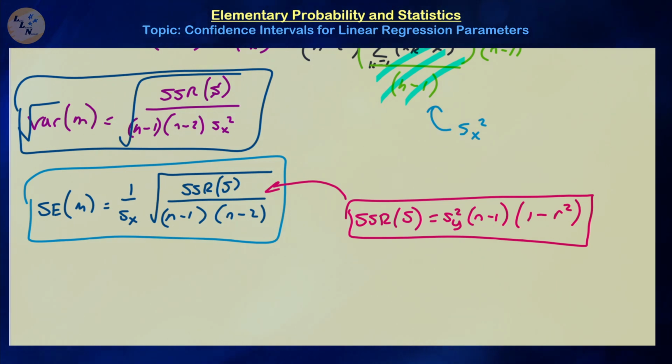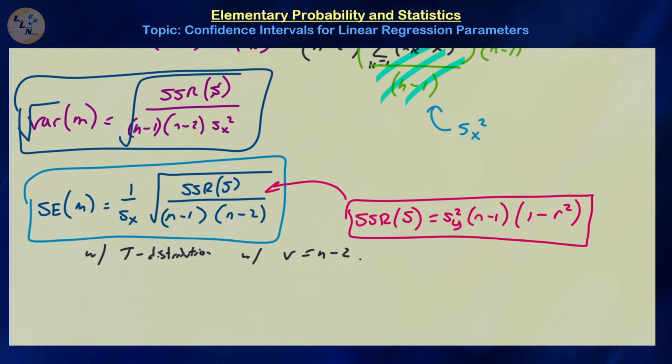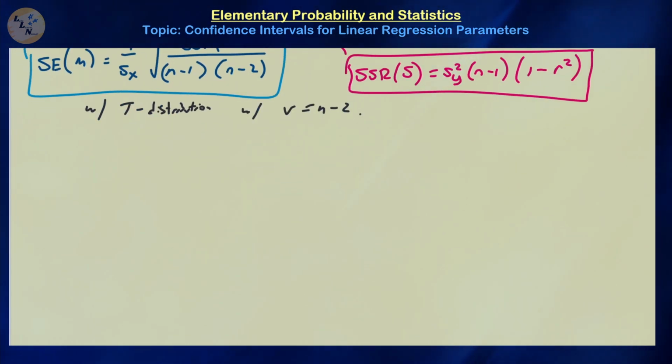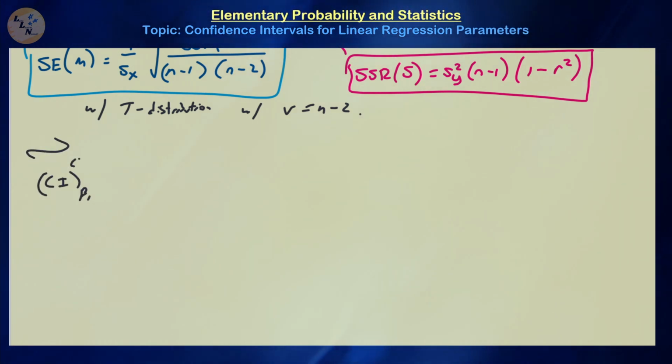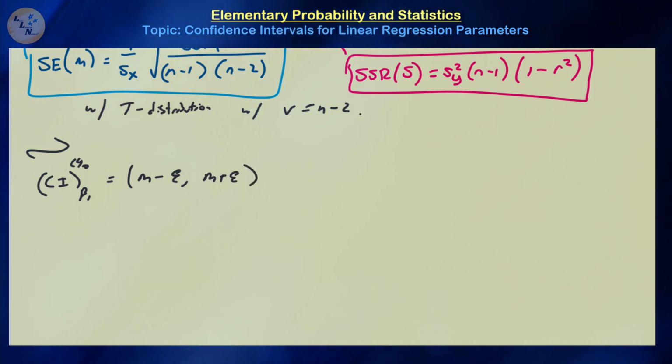So once we have our standard error, we just need some distribution that we're going to be using. So we're going to be using a t-distribution with degrees of freedom n minus 2. That gives us a t-distribution for some random variable that I'm not going to mention here, which means we're going to be using t-critical values to construct confidence intervals. So the confidence interval for beta 1 under some level of confidence c is going to be equal to m minus our margin of error and m plus a margin of error.